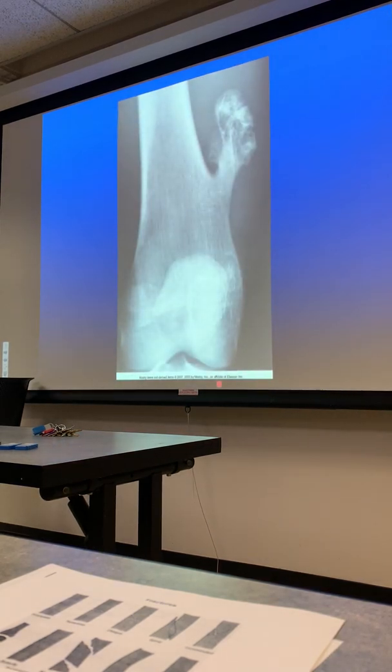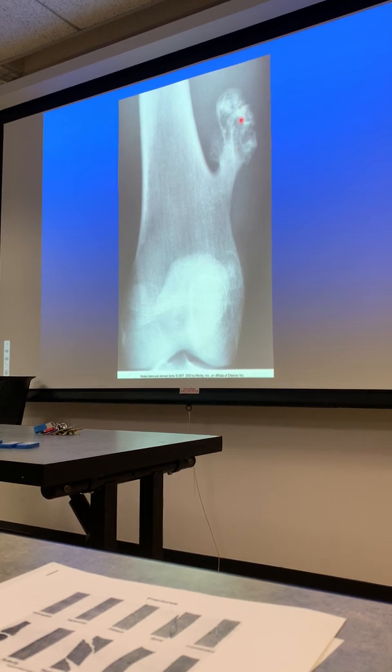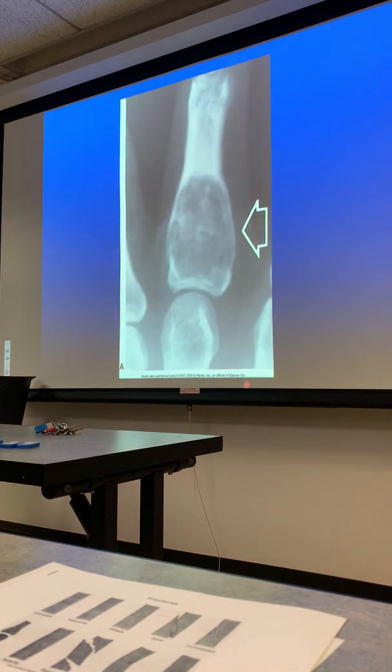Okay, osteochondroma. This is the one that occurs in the epiphyseal plate and grows out laterally. Kind of weird looking, isn't it? That's osteochondroma. This is enchondroma, which I didn't put on your test.